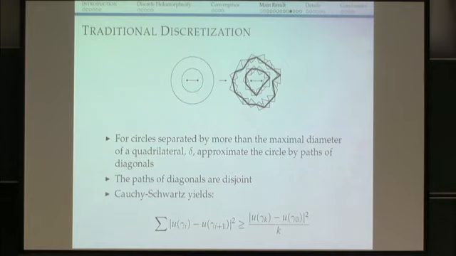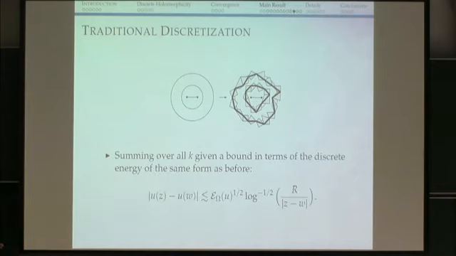And then what you do is you sum this over R for a collection of disjoint paths, of which you can get many, many of them, just by taking the paths to be separated by more than the maximal diameter of a quadrilateral. And so if you just work through it, you'll see you get the exact same kind of estimate as before: you can bound the difference of the function in terms of this Dirichlet energy times the log of the radius divided by z minus w.